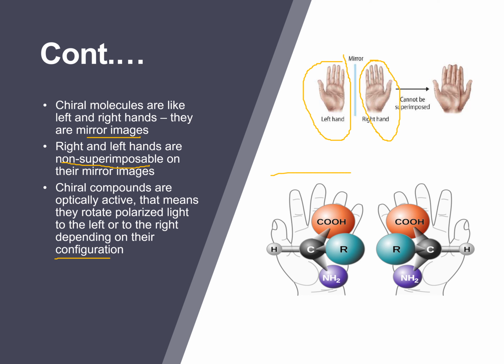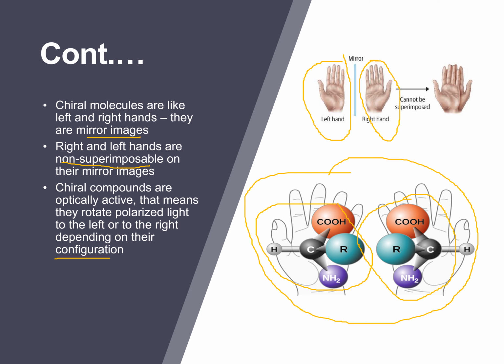In this example, the molecule which is on the left hand is the mirror image of the molecule which is on the right hand. Similarly, the molecule which is on the right hand is the mirror image of the molecule on the left hand, but they cannot be superimposed, and that is the reason these are chiral molecules.